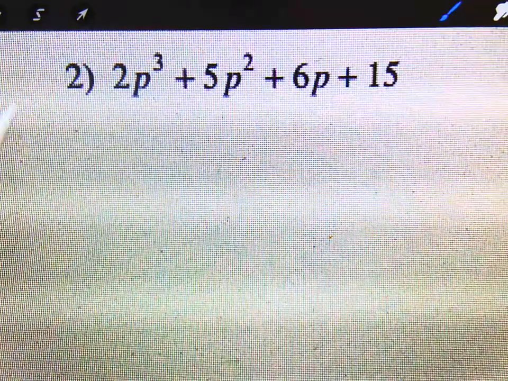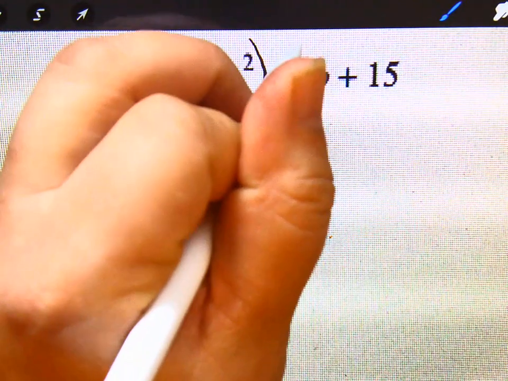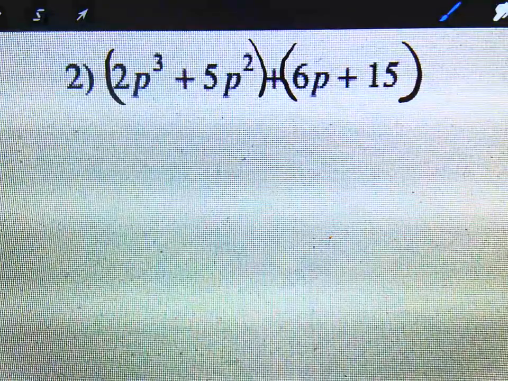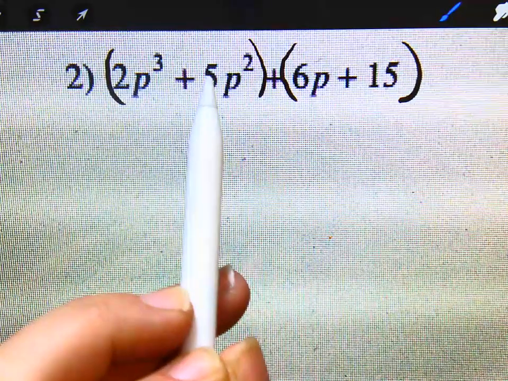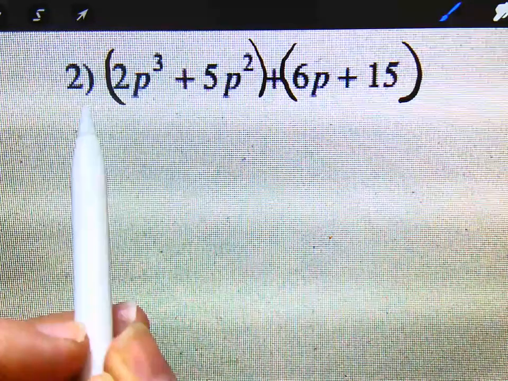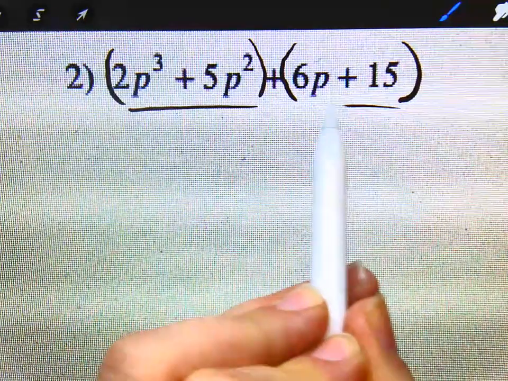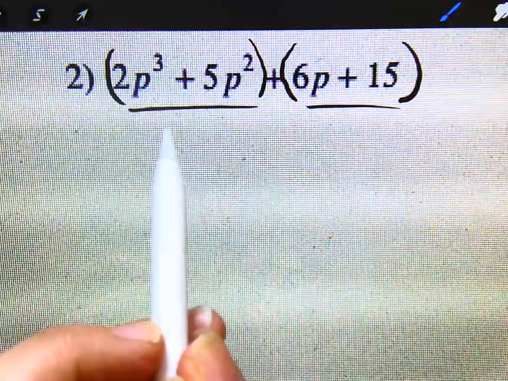So first off, we are going to create our groups. And then from there we're going to say, okay, is there a constant that I can pull out between the two of them? Is there a variable that I can pull out between the two of them? And we're going to factor, which is the same thing as basically divide both of these by some quantity.